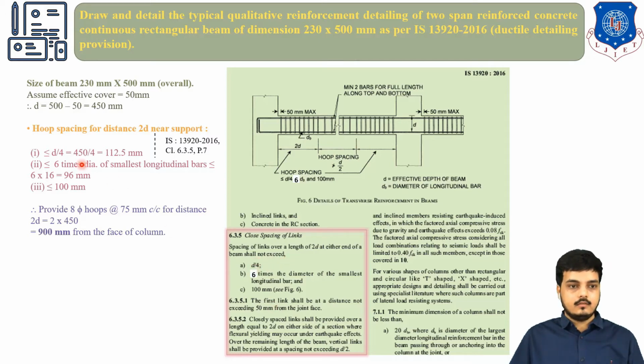So there are 3 points. One is D by 4. Not exceed means it should be less than or equal to. So less than or equal to D by 4, and our D is 450. 450 upon 4 comes out to be 112.5 mm.